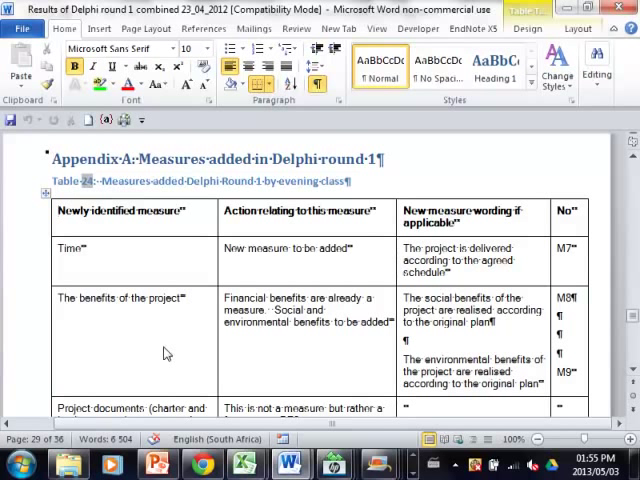Right. The benefits of the project. So we said financial benefits are already a measure, social and environmental benefits to be added. So I had to carefully look and say, but okay, I've already put financial benefits, so what else is missing, right? And so that would be social and environmental, and then you can see 2 measures were added at the end of the day. Okay, and then of course all of these measures are put onto the second round Delphi survey.